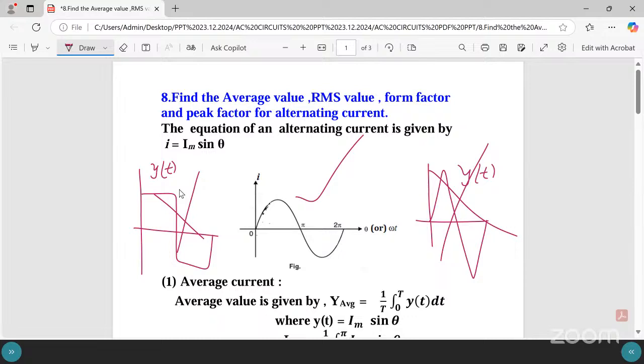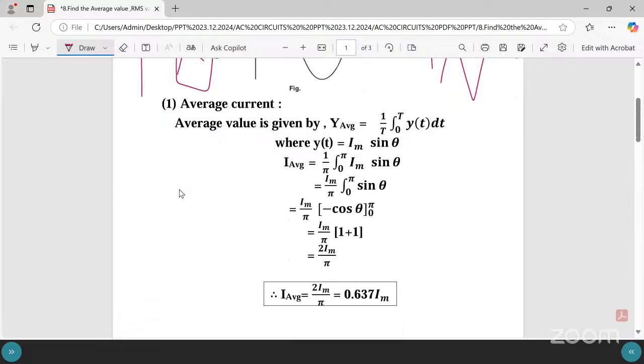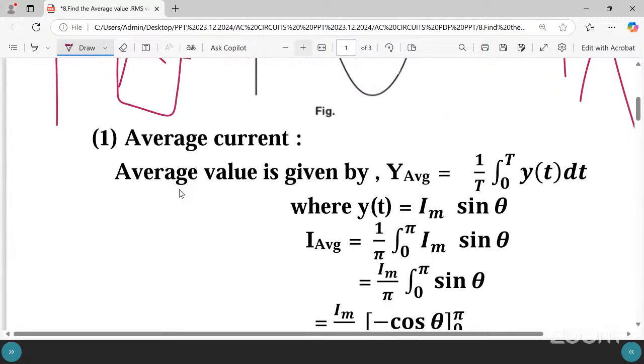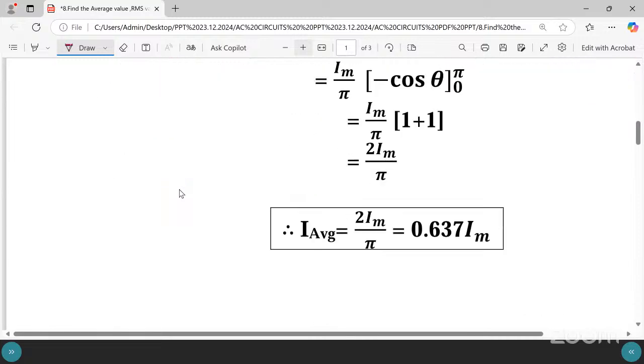Right. First one, average current. What is the formula? 1 by T, 0 to T, y of t dt. What is 1 by T? 1 by pi. Why is it 1 by pi? Because it is a symmetrical waveform. So 1 by pi, 0 to pi, Im sin theta dt.